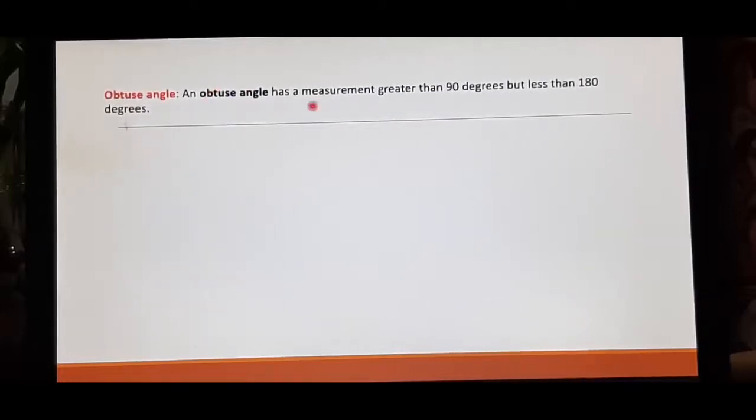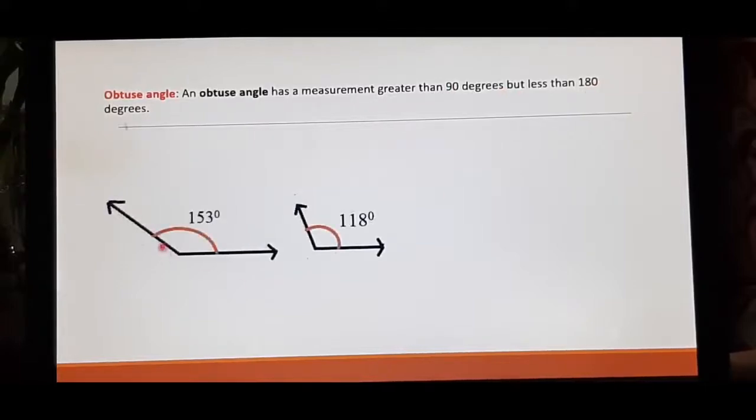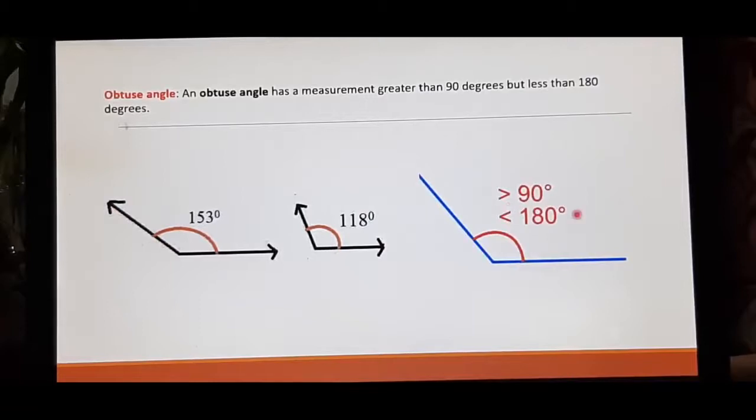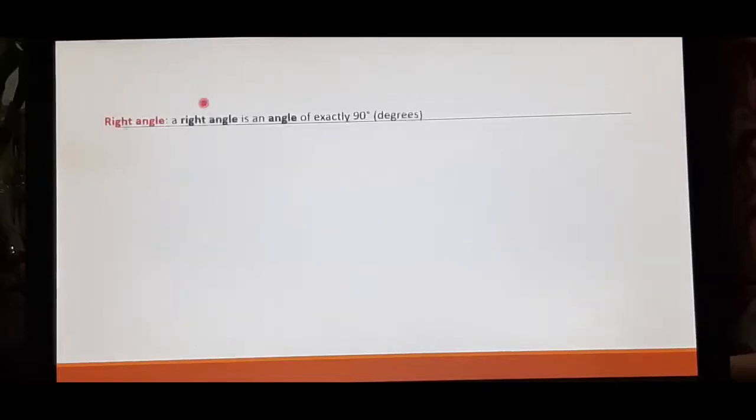An angle that has a measurement greater than 90 degrees but less than 180 degrees. So any angle which lies between 90 and 180 is known as an obtuse angle. Say 150 degrees, 118 degrees. So basically an angle greater than 90 and less than 180, which includes 91 degrees also and 179 also. All the angles between these two are known as obtuse angles.